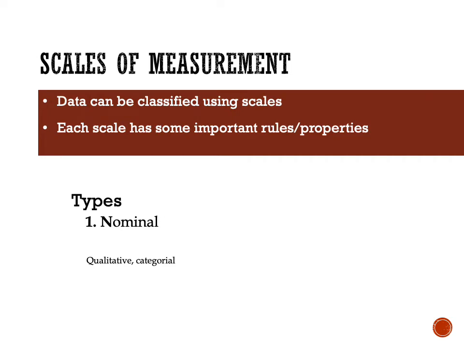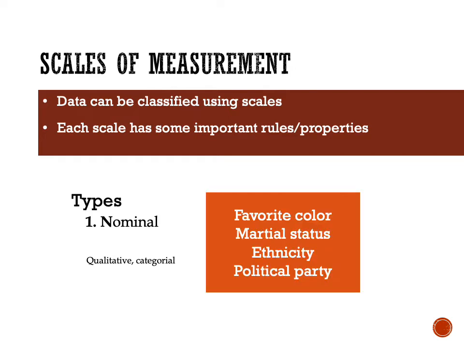Nominal data is categorical or qualitative. It's name only. It's basically just a category. Examples of this might be things like favorite color, marital status, ethnicity, political party. These are examples of nominal data because there's no real quantitative or numerical value to these data. They're just naming things or placing people in a certain category.